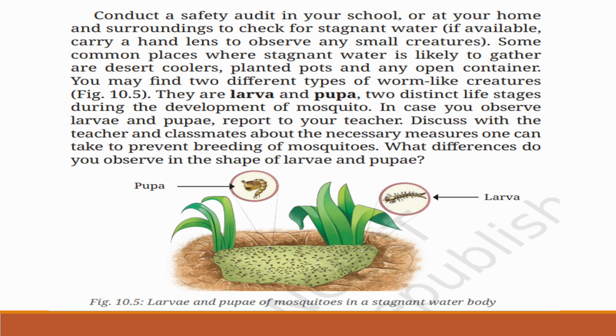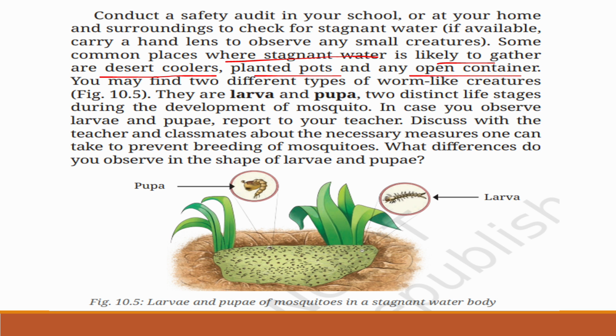Conduct a safety audit in your school or at your home and surroundings to check for stagnant water. If available, carry a hand lens to observe any small creatures. Can you observe any small creatures in the stagnant water? Some common places where stagnant water is likely to gather are desert coolers, planted pots, and any open container.